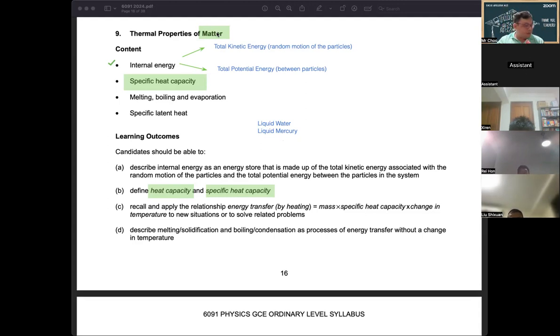So let's go to heat capacity. What's the meaning of heat capacity? Let me start. Heat capacity, let me write down.